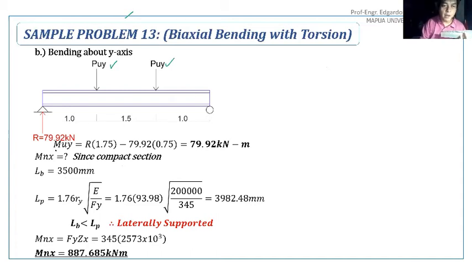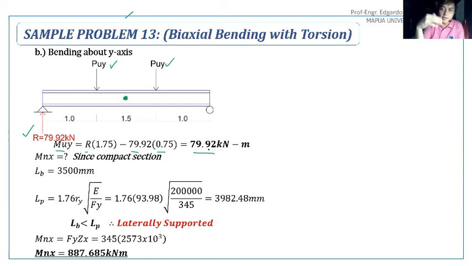So to get MUY, I solve for the reactions first. So the reaction times 1.75, because I know that the maximum moment is at the midspan. Then the PUY, 79, times the distance. So I got 79.92 to be the maximum moment due to the factored loads. So we are okay with the numerators, right? With the numerators, MUX and MUY, we are okay.